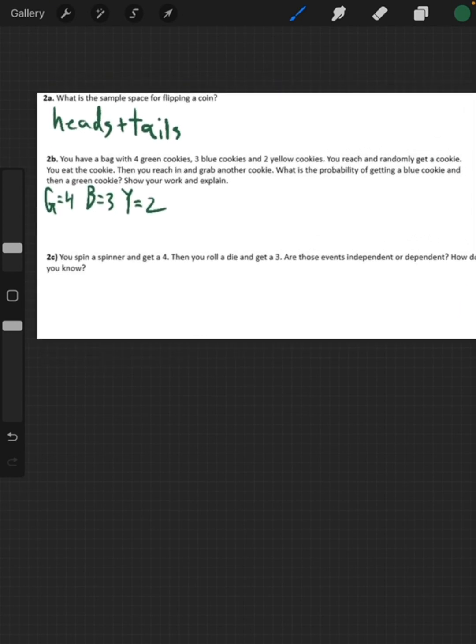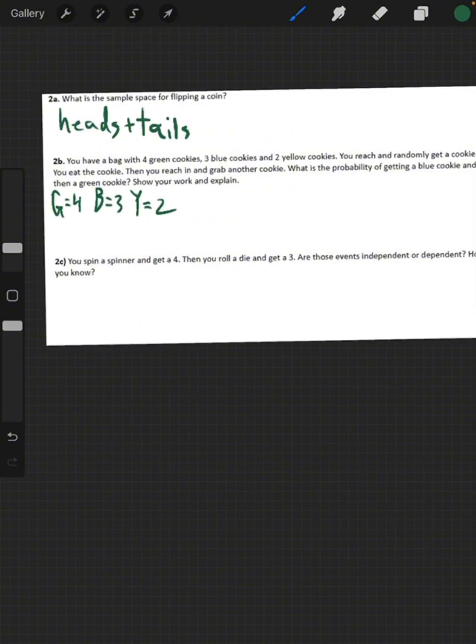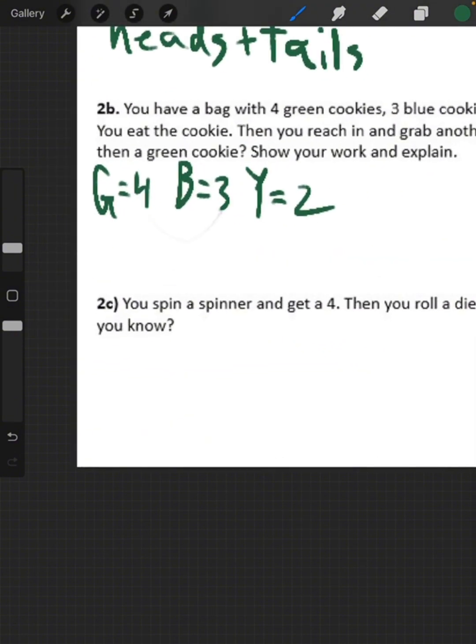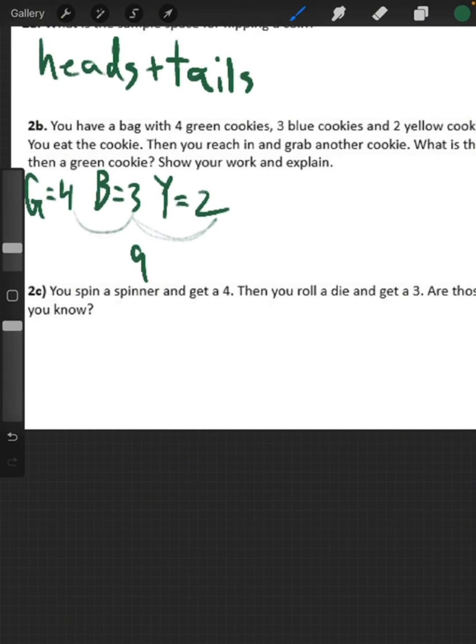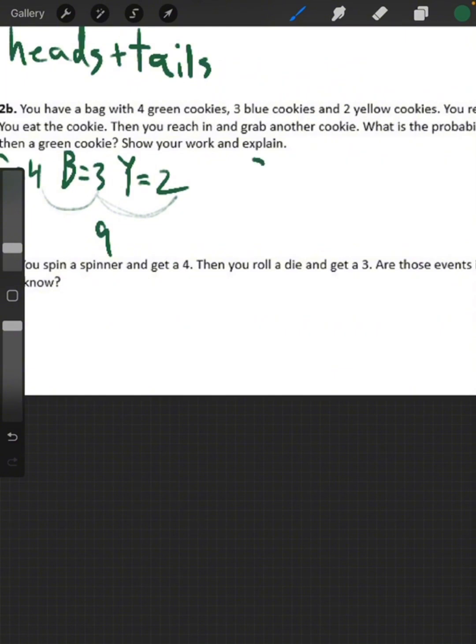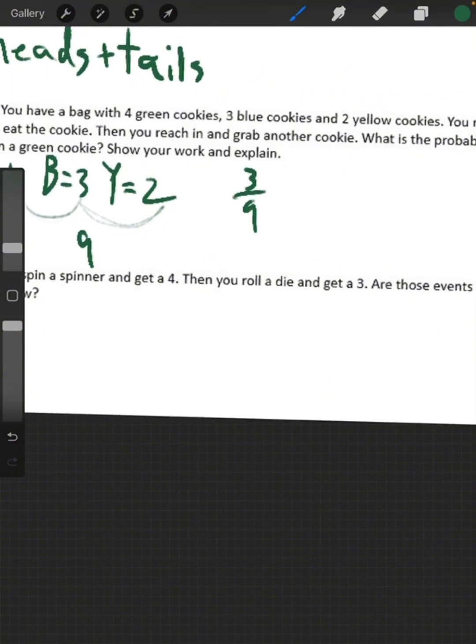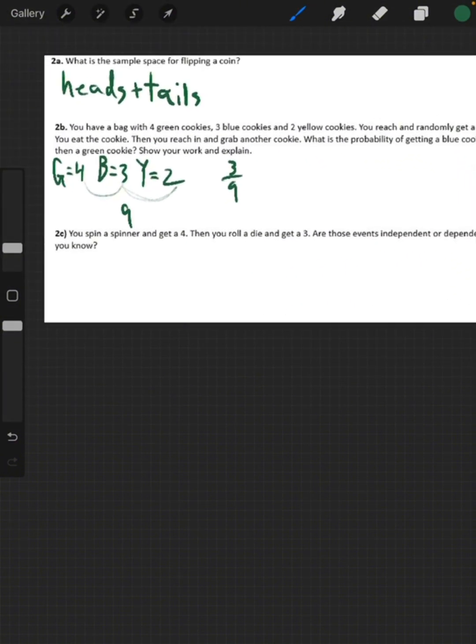You reach in and randomly get a cookie. You eat the cookie, then you reach in and grab another cookie. What is the probability of getting a blue cookie and then a green cookie? Show your work and explain. If we add all of these together, we get the total number of cookies. 3 plus 2 equals 5, and 5 plus 4 equals 9. So there's 9 total cookies. There are 3 blue cookies out of 9 total, so 3 out of 9 for the first one.